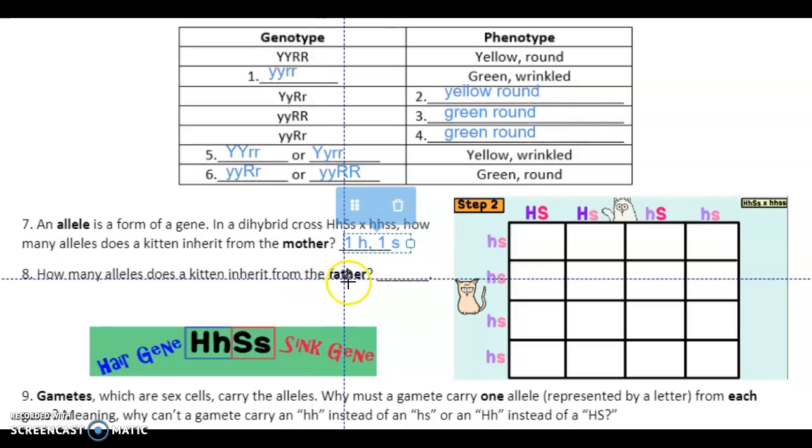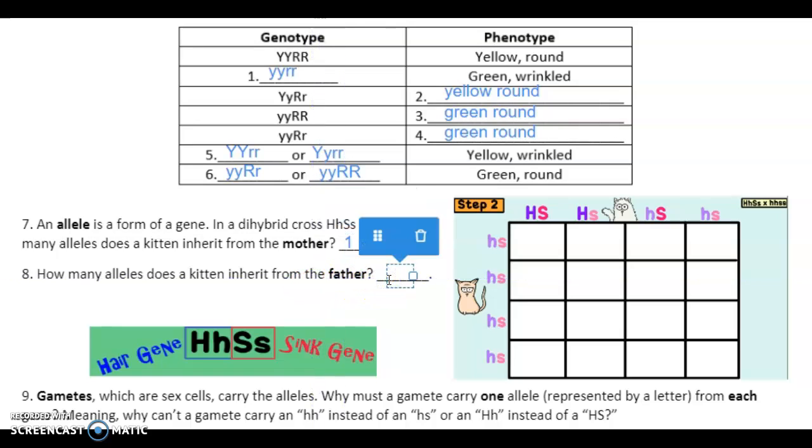How many alleles does it inherit from the father? It would also get one H allele from the father and one S allele from the father. And again, the father only had recessive to give, but the mother could have given a dominant or recessive.